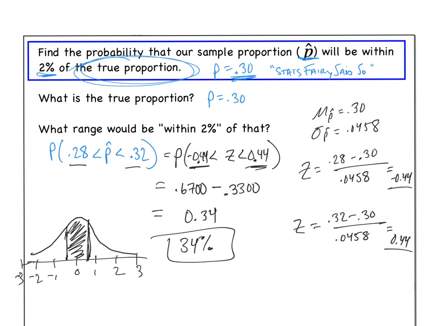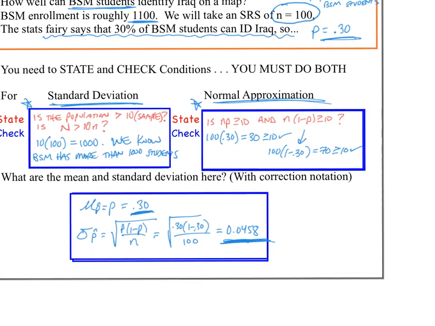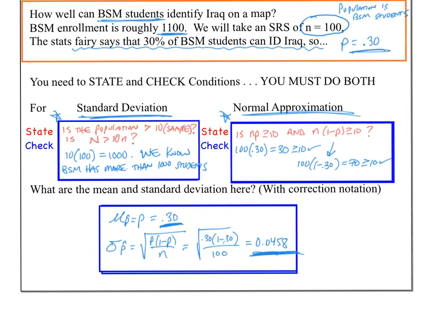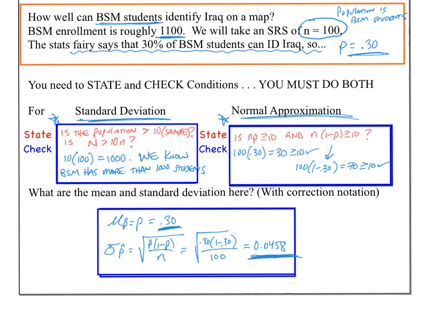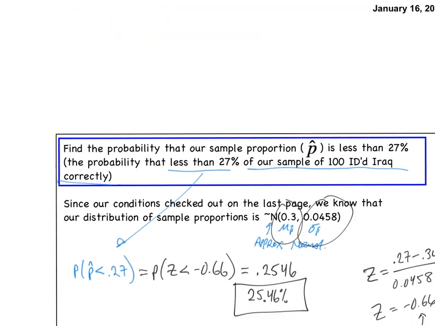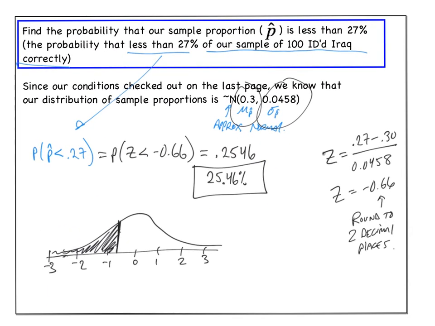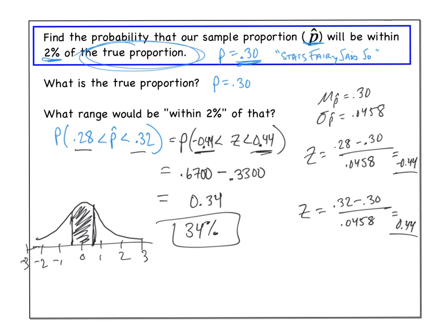Okay, so a lot of the stuff is, let me just go back real quick. Here's the general idea. You have to check your conditions, state and check them, and then you get your formulas for mean and standard deviation. Then it's z-score work. So you might have a z-score problem where it's less than, you might have z-score problems where it's in between. If you have a greater than, remember you do 1 minus whatever you get when you look up on your chart.